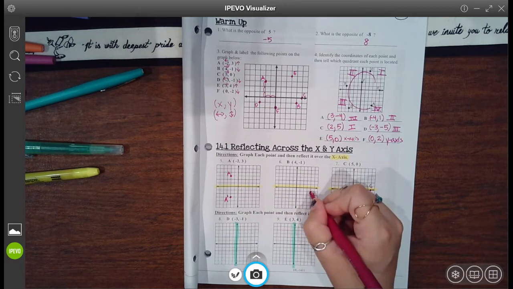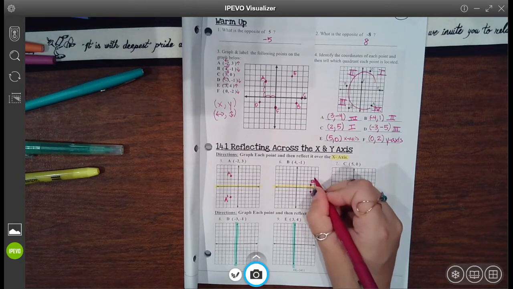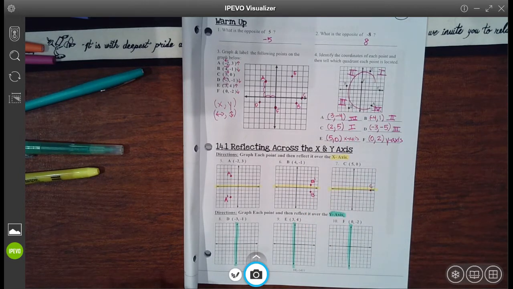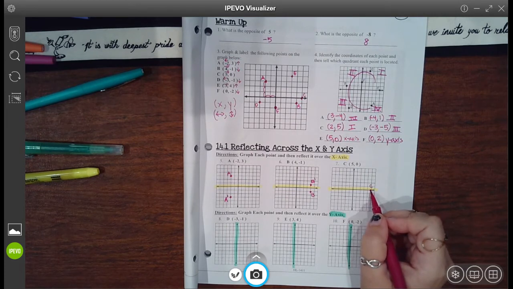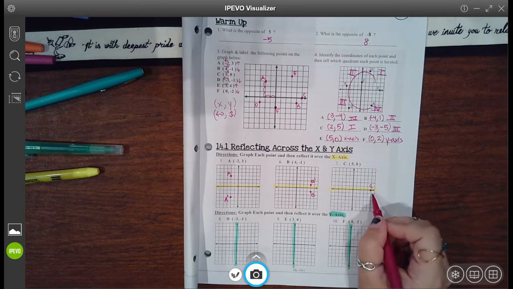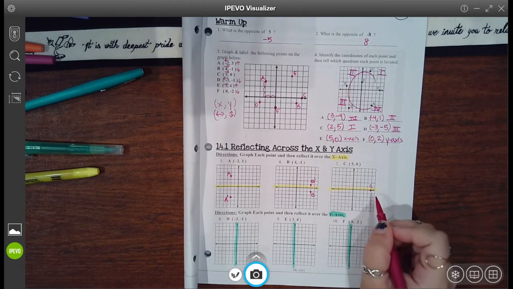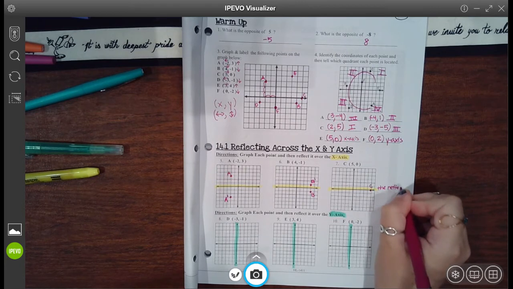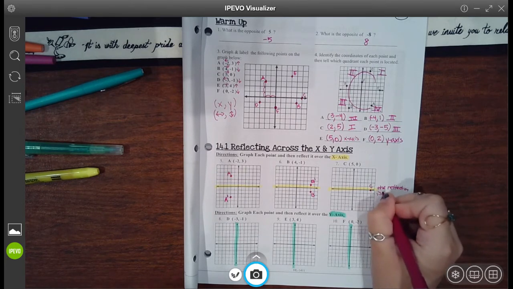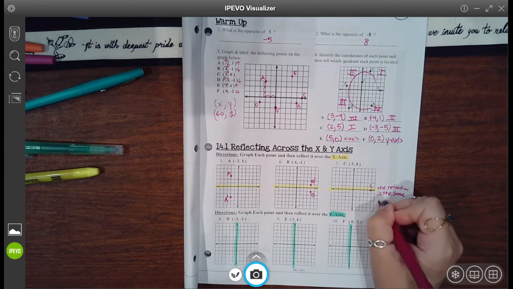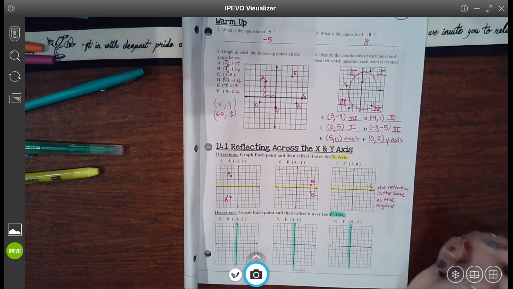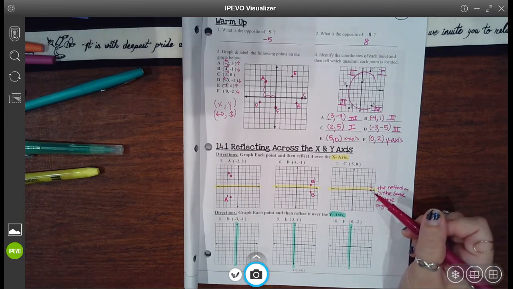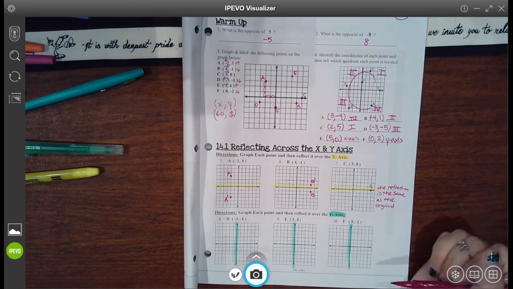So how far is B from the x line? It's only 1 away. So go 1 away that way. And then there's your image of B. Now C, how far away is C from the x line? It's 0 away. It's directly on it. So for this one, the reflection is the same as the original. So there isn't actually a reflection for this one. The reflection and the image are exactly the same.